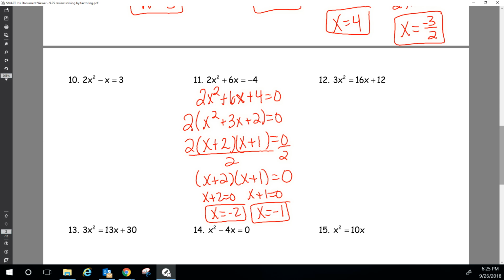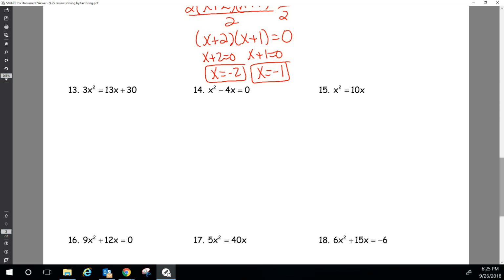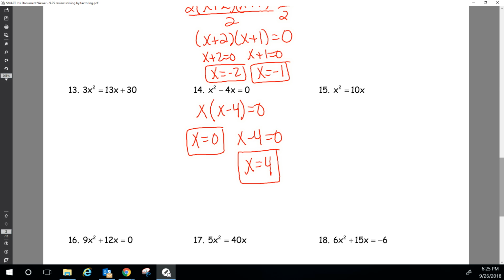All right, let's look at 14. That's the next type of problem. Again, I've got a GCF. What's common to both of those guys would be an x. What I have left over is x minus 4. And so either x equals 0, there's one solution, or x minus 4 equals 0. Moving that 4 over, I get x is equal to positive 4. I think you can do number 15. As soon as you move that 10x over, it's going to look just like this one.